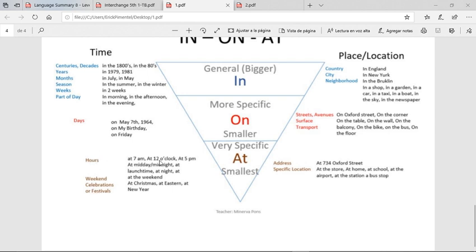At 7 a.m., at 12 o'clock, at 5 p.m., at midday, going through centuries, years, months, then days, then hours, okay? At Christmas, at Easter, at New Year, address a specific location. At 734 Oxford Street, you're specifying exactly where in the street. Because here you say, oh, on Oxford Street. Oxford Street is usually long. So if you say at 734 Oxford Street, it's because it's a specific place, okay?